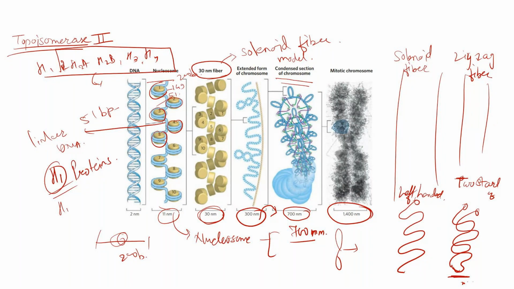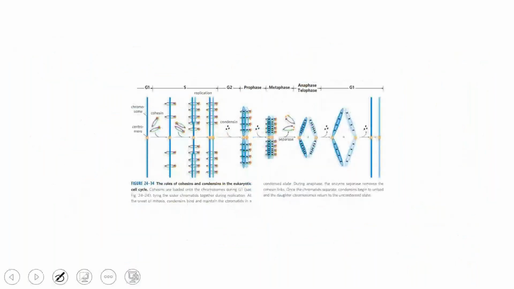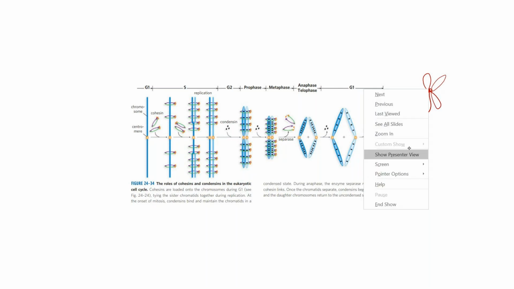Clear. Okay, great. So one more thing we need to understand here is the coiling of DNA. Coiling of DNA leads to the formation of chromosome. So in the coiling of the DNA and making the chromosome, we have made the chromosome. When this chromosome is going to duplicate in the cell division, right?